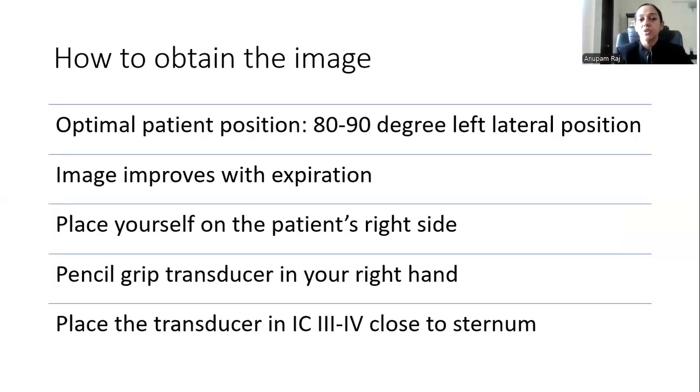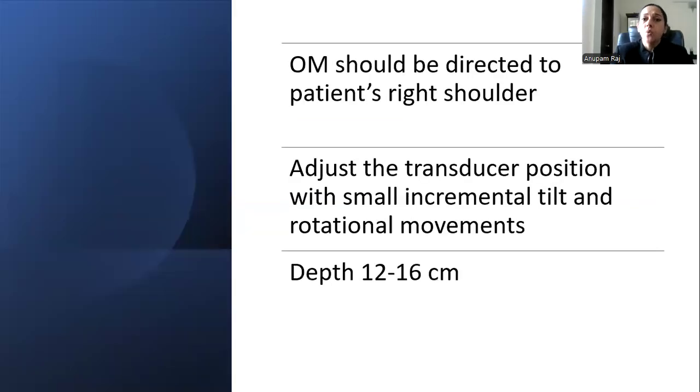The optimal position of the patient here is 80 to 90 degrees in the left lateral position. Image improves with expiration again because the lungs are taken out of the picture here. And place yourself on the right side of the patient, pencil grip the transducer in the right hand and place it in the 3rd to 4th intercostal space, close to the sternum. Orientation markers should be directed towards the patient's right shoulder.